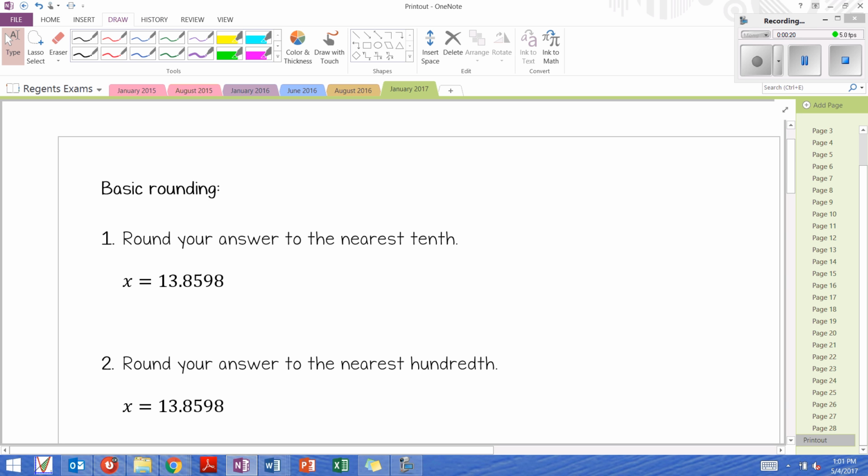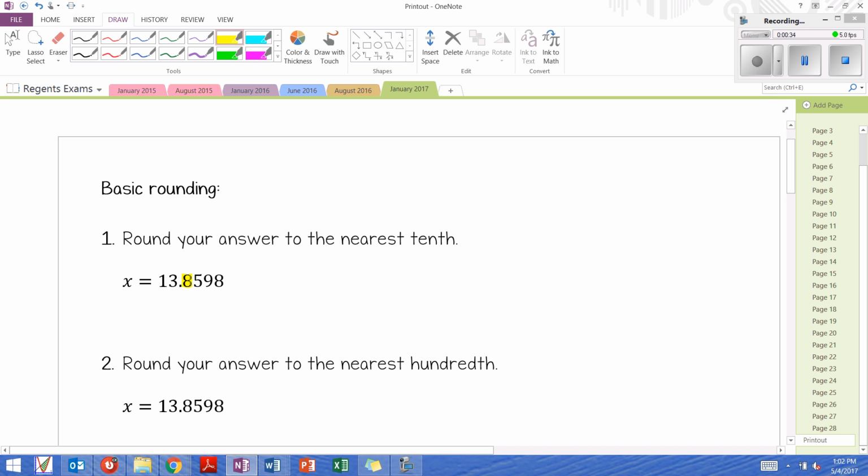Number 1 says round your answer to the nearest tenth. All of these questions are examples of what you might see on a test or a Regents exam or homework assignment. So in number 1, we want to round to the nearest tenth. We're going to look at the tenths place value, which is an 8, and then look to the next number. If it's a 5 or higher, the 8 will be bumped up. So your final answer would be 13.9, because the 5 bumps the 8 up to a 9.